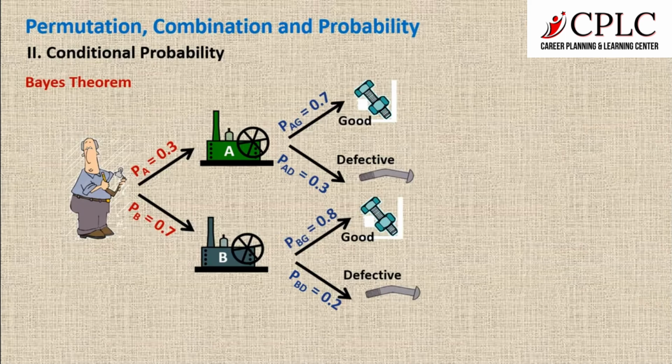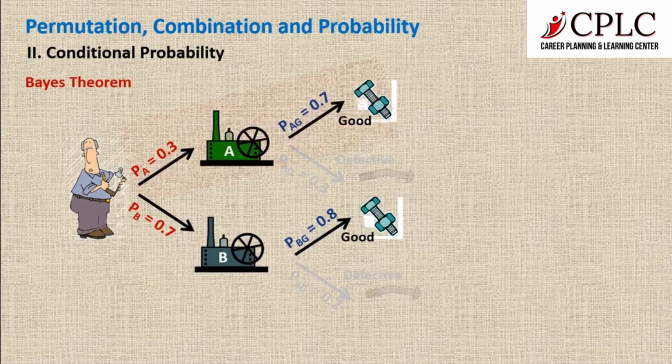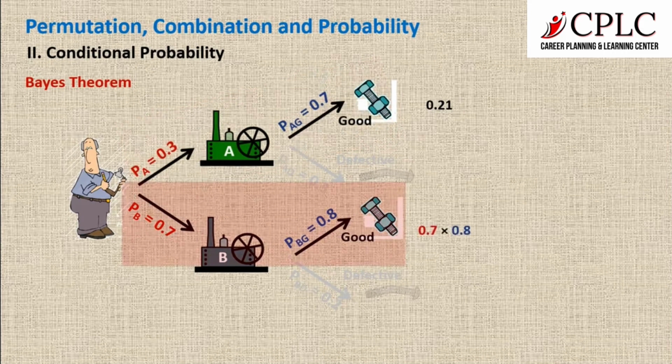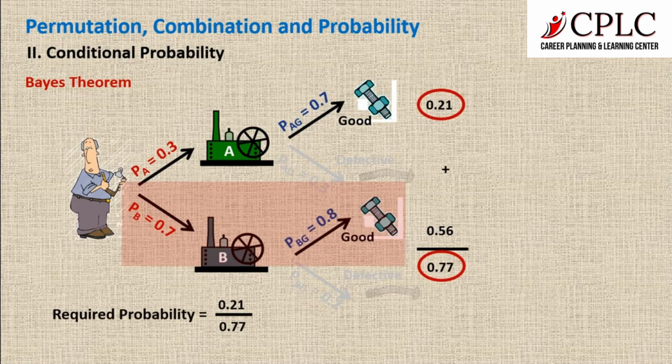So the favorable outcome is that it should be a good article picked up from machine A. So it's a combination of two things, machine A and good article. Machine A's probability 0.3 into good article 0.7. So 0.3 into 0.7 is your favorable outcome. Because we were supposed to find the probability, we need to divide by the sample space, and the sample space is a good article, but it can be either from machine A or from machine B. So machine B's good article 0.7 into 0.8 plus machine A's good article 0.21 is your sample space, which is 0.77, and probability is favorable outcome upon sample space, that is 0.21 upon 0.77. You reduce that, you get the answer as 3 by 11. So the required answer is 3 by 11.